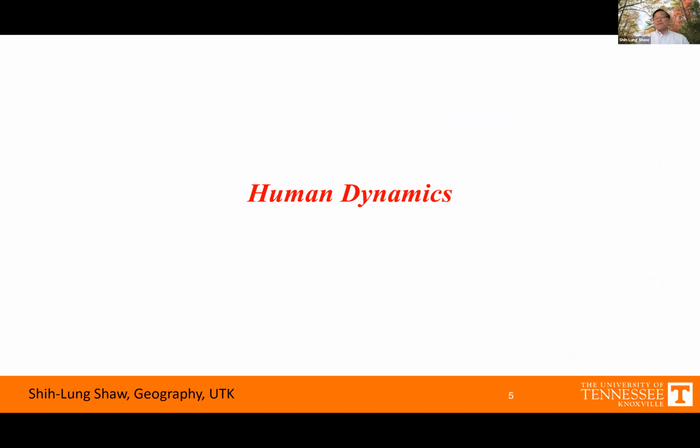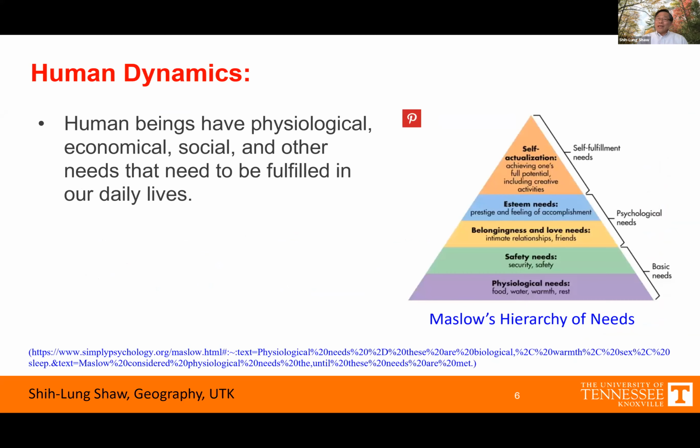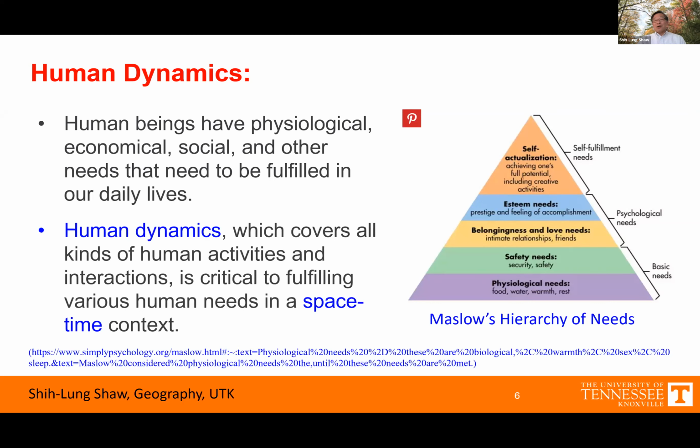So first, let me spend a few minutes to talk about what we have in mind in terms of human dynamics. We as human beings have different kinds of needs that we need to fulfill in our daily lives. The diagram on the right-hand side shows an example of Maslow's hierarchy of human needs. We all have basic needs: we have to sleep, we have to eat. Also, we need to feel safe. We need to have friends, to fulfill our different needs. And human dynamics here refer to all kinds of human activities and interactions, whether in physical space or in virtual space, that are critical to fulfilling our different needs in a space and time context.